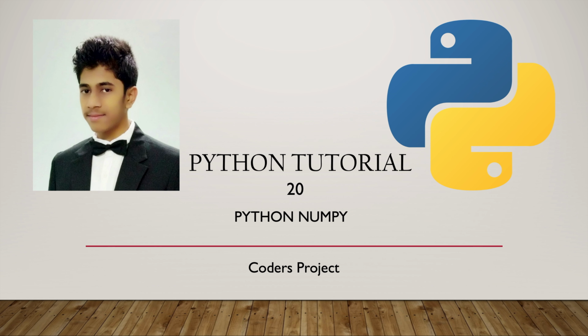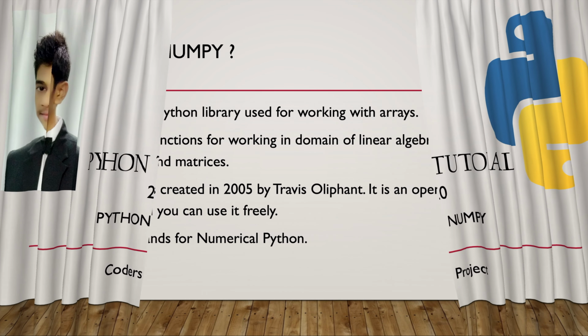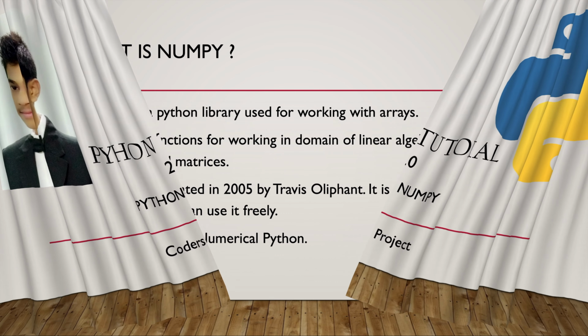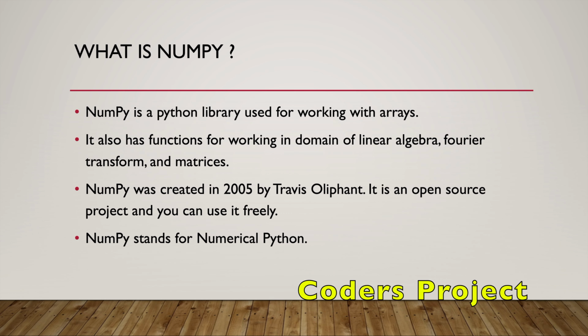Welcome to Coders Project. So in this video, we're going to be dealing with the Python library NumPy. So what is NumPy? NumPy is a Python library used for working with arrays. It also has functions for working in the domain of linear algebra, Fourier transform, and matrices. NumPy was created in 2005 by Travis Oliphant. It is an open source project and you can use it freely. NumPy stands for Numerical Python.